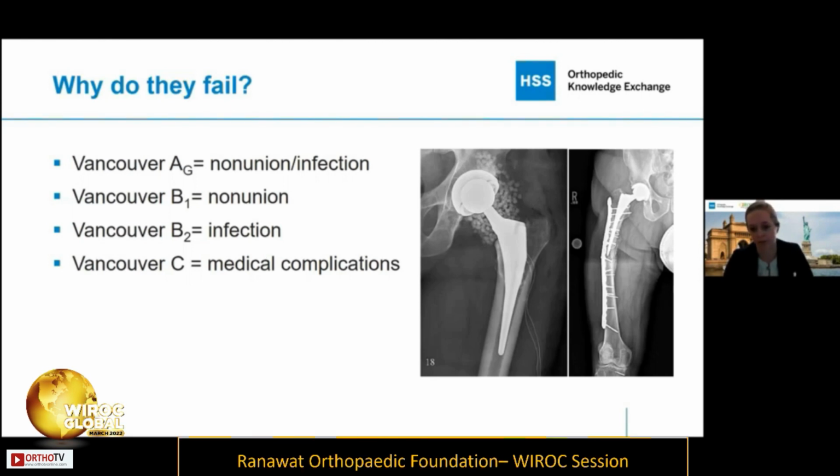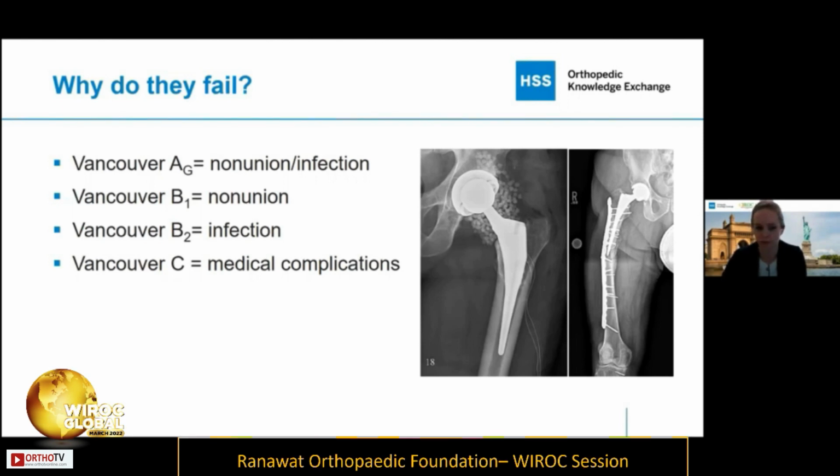B1s, fractures with a stable stem that you fix, tend to go on to non-union, and you can see the x-ray here. I'll talk a little bit about this in the next few slides, how non-union is such a big factor, that the varus deforming forces are overwhelming. So getting these to heal is a real challenge. B2s, particularly the early ones, go on to periprosthetic joint infection. And then Cs, I really think of them as a different animal.